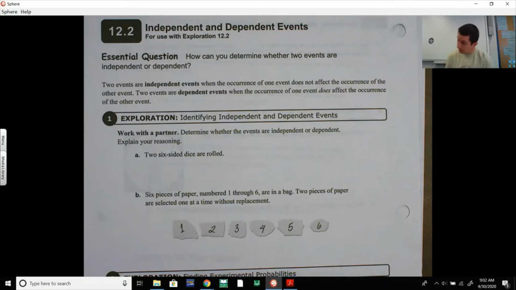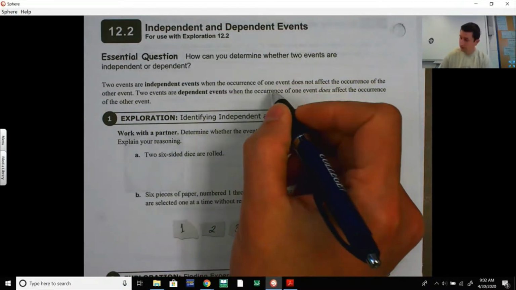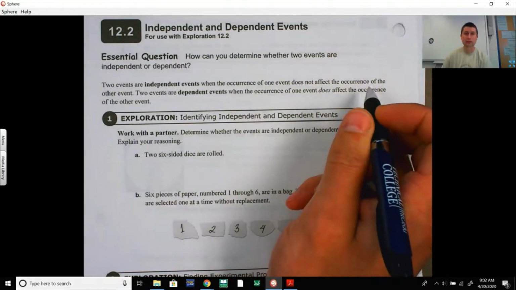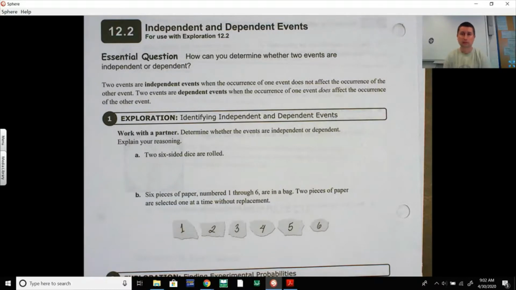So two events are independent when the occurrence of one event does not affect the occurrence of another event, okay? A lot of times these will take the form of rolling a die and flipping a coin. Flipping a coin has no effect on what number you roll on the die, or rolling the die has no effect on what head or tail you flip. Those would be considered independent events because you can do them in any order pretty much. Doing one first doesn't affect how you do the other one.